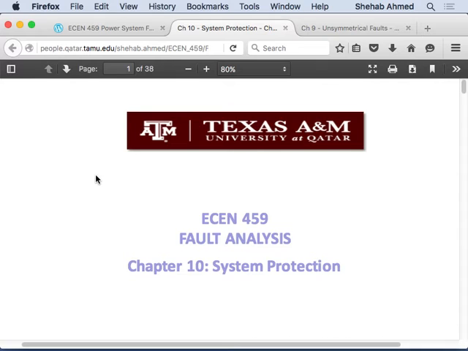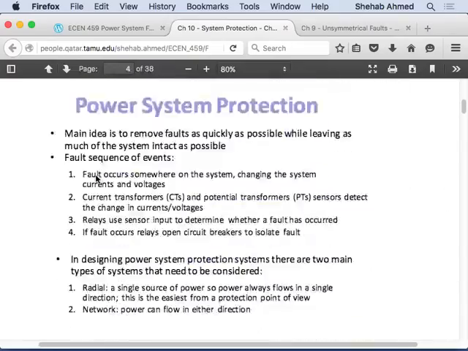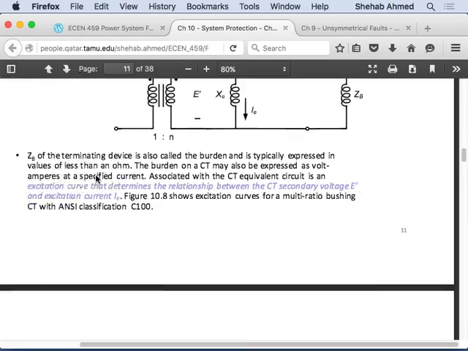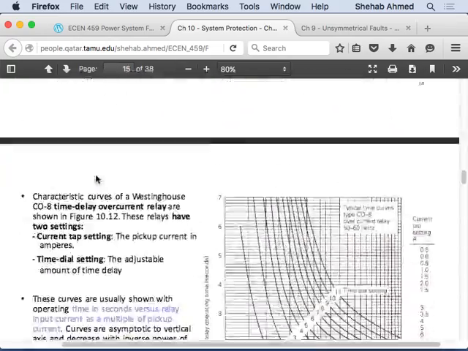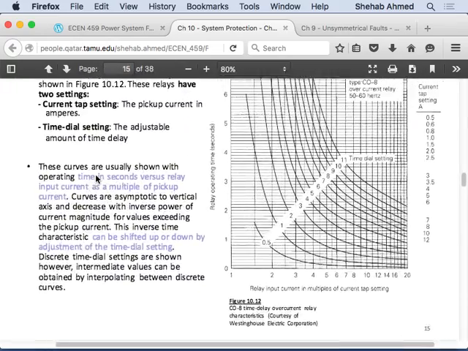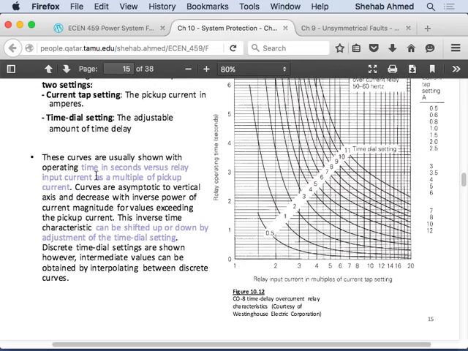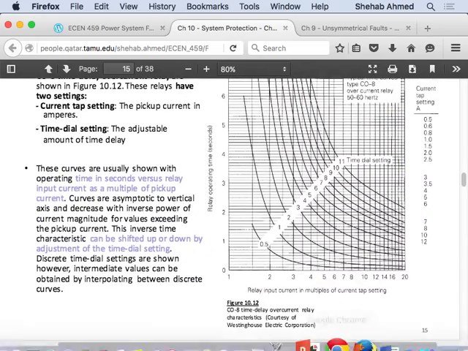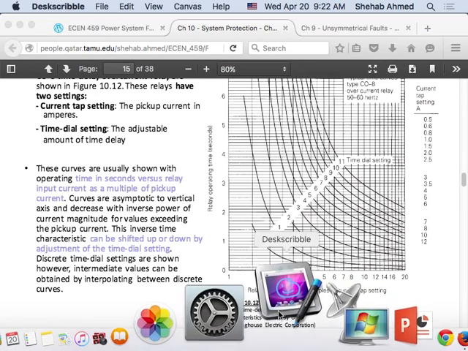So how many protection devices and sensors you put in the system is what a protection engineer has to deal with, right? So how much and where? How much and where? And then how do you coordinate those? Coordinate means, okay, let's look just quickly at this and then we'll stop. Let's say this is the typical characteristic of a relay or a fuse.